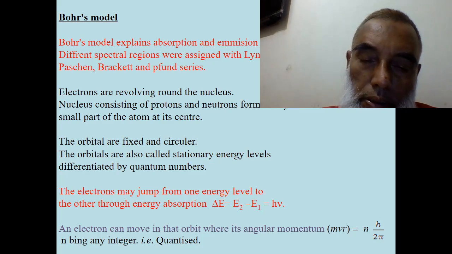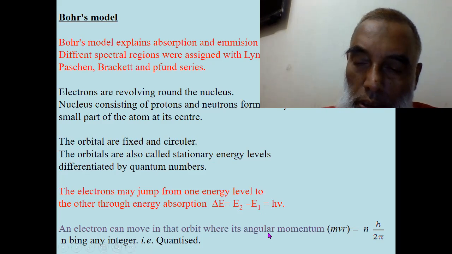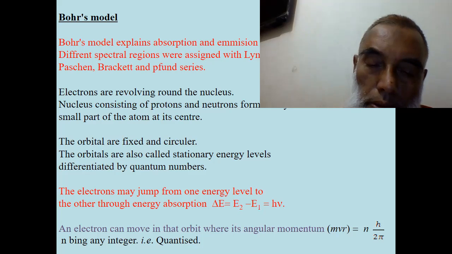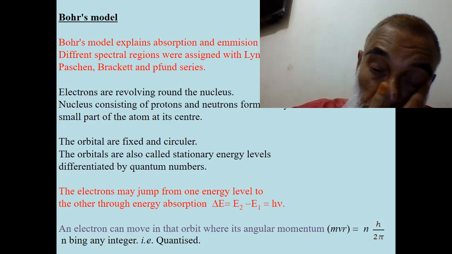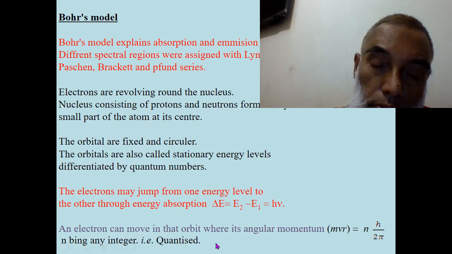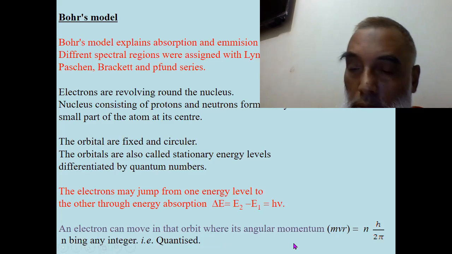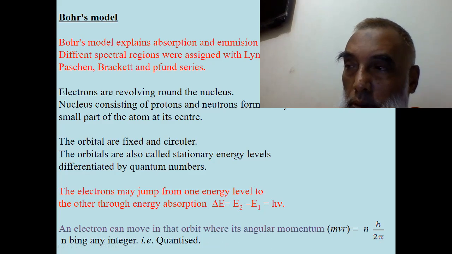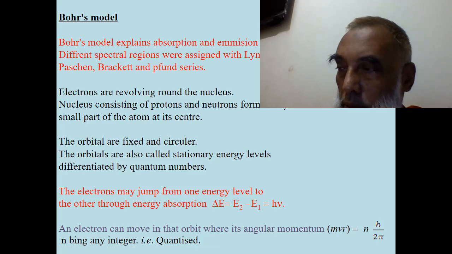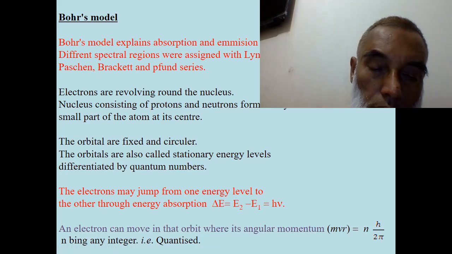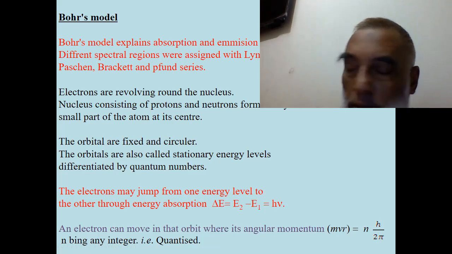The difference between the energy states E2 minus E1 is related to n h divided by 2 pi, where h is Planck's constant, and 2 pi is related to the orbit, that is the radius of the orbit, and n is any integer, that is 1, 2, 3, or 4. It is quantized.